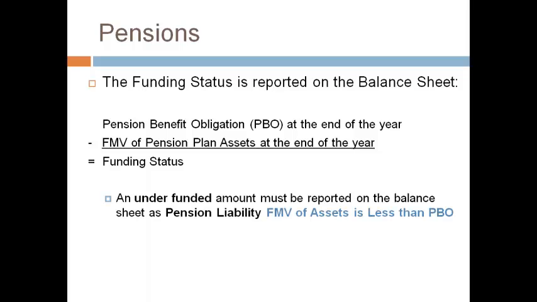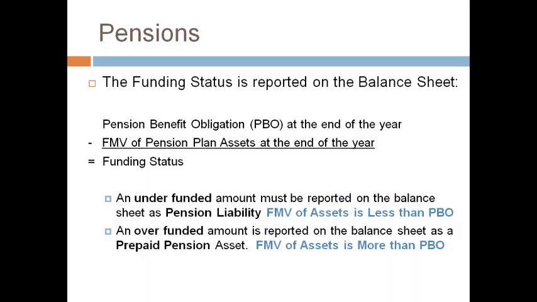If the plan is underfunded, the company will have to pay more because there is not enough in the plan to pay employees. An underfunded situation is reported as a liability. The company has a prepaid when the plan is overfunded and there is more than enough to pay employees.